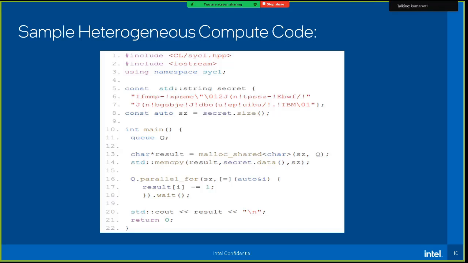You need to free it also yourselves. So this is one level of implementation. Now oneAPI gives you an even higher level of abstraction. I'll give you one example.